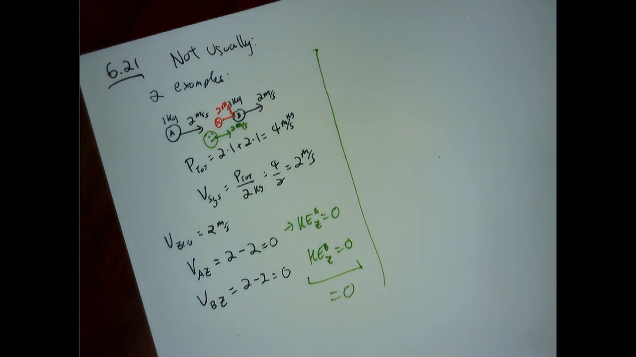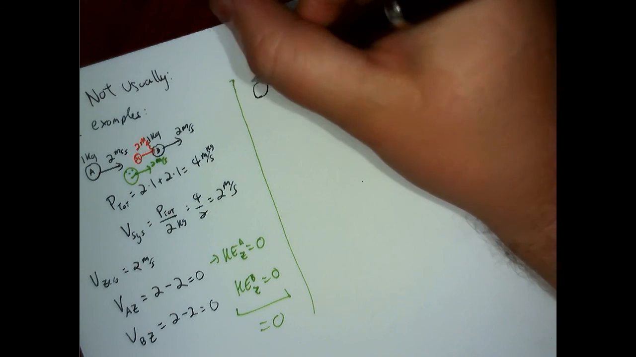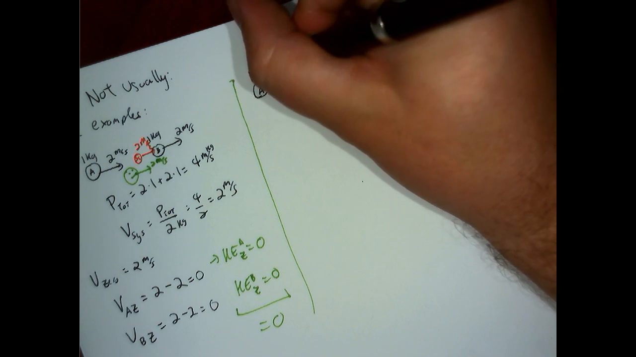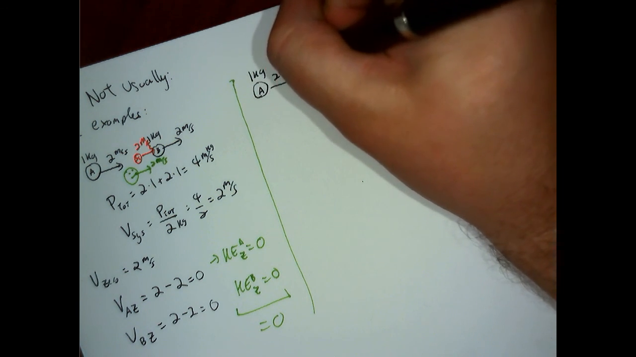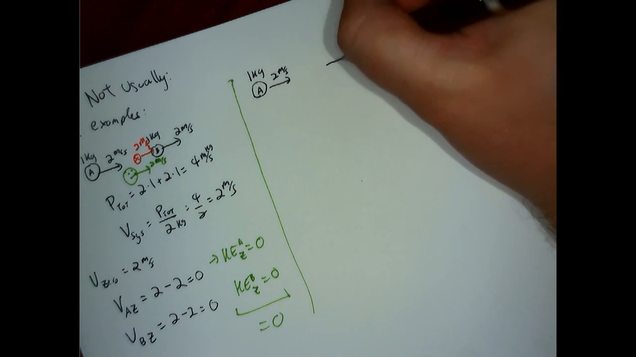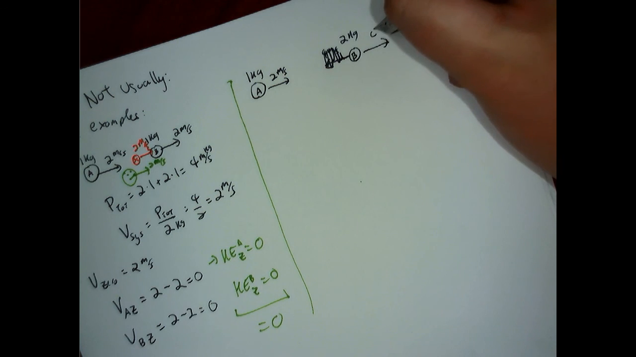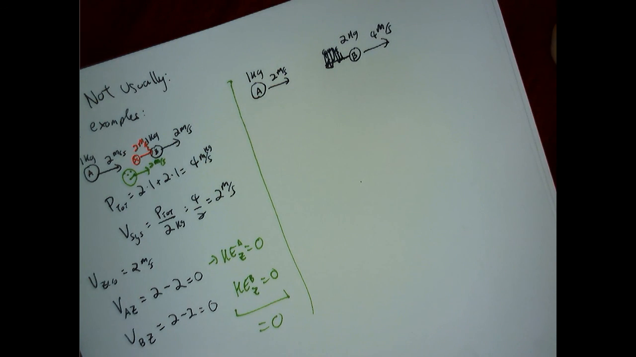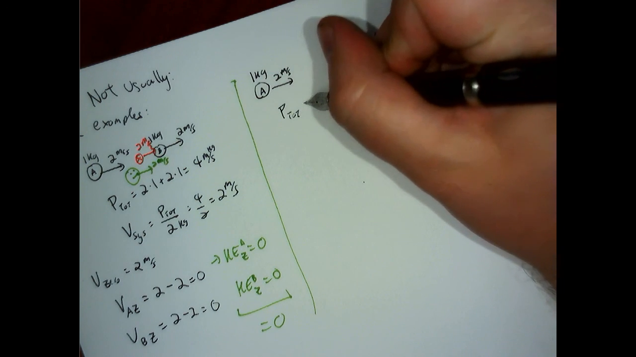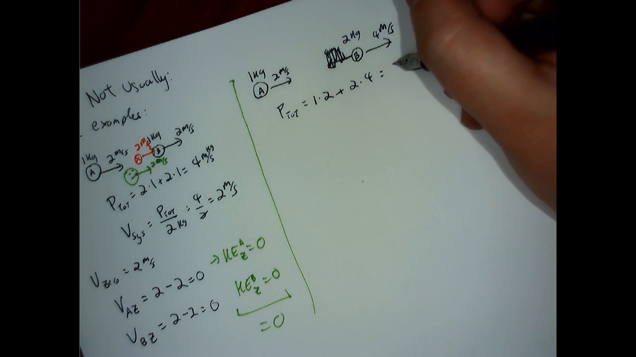It can happen. Not always, though. Let's consider another example. A is 1 kilogram, and it's moving at 2 meters per second. And B, let's say it's 2 kilograms, and it's moving at 4 meters per second. All right. So P total is going to be 1 times 2 plus 2 times 4. So that's going to be, geez, I wanted it to go the other way.